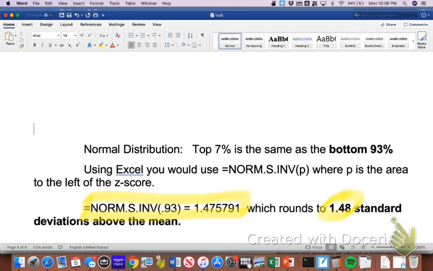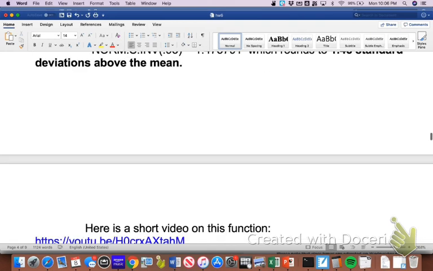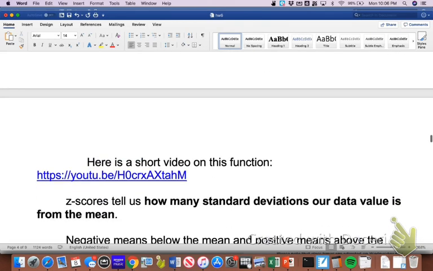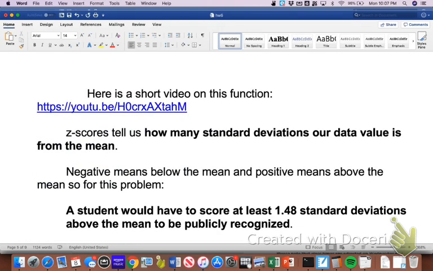I kind of rushed through that because I'm hoping by now, if we're on week 6, you know what I'm talking about with Excel. If you don't, please, I beg you, go to some of my earlier videos. But I've also included for you a link to a video in the notes that explains what this function needs as well. So the final answer would have to be 1.48 standard deviations above the mean to be publicly recognized.